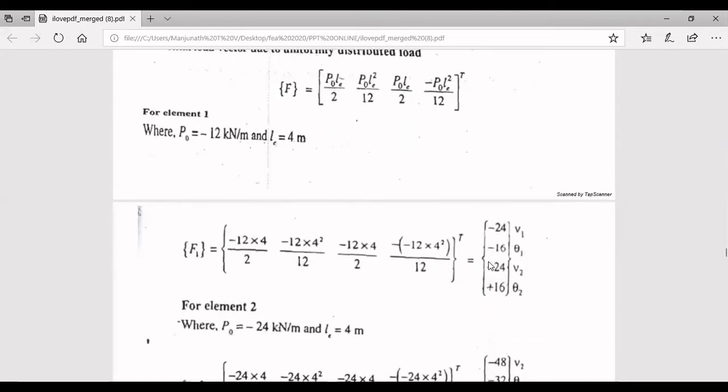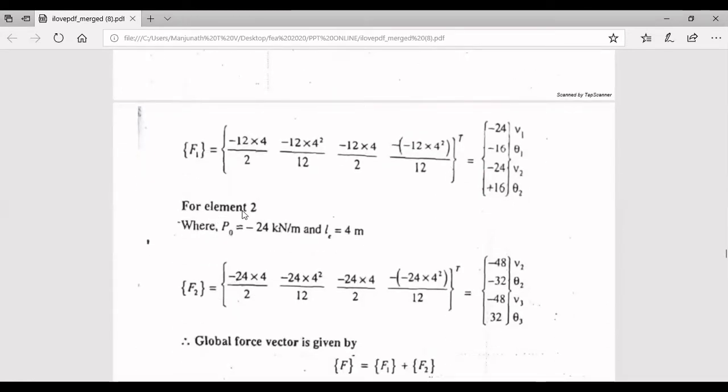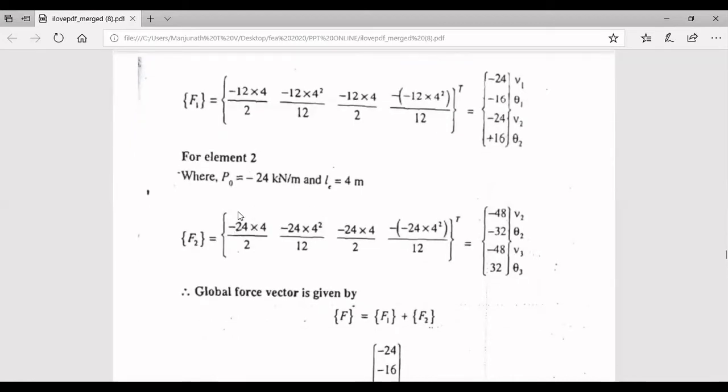The UDL load acting on the first element is going to be transferred to the nodes. At node number 1 it is minus 24, and at node number 1 in the rotational direction it is minus 16. Similarly, at node number 2, vertical minus 24, and at node number 2, rotational plus 16. This gives the force vector values for the first element. Similarly, in the same way we need to find the nodal force vectors for the second element also.